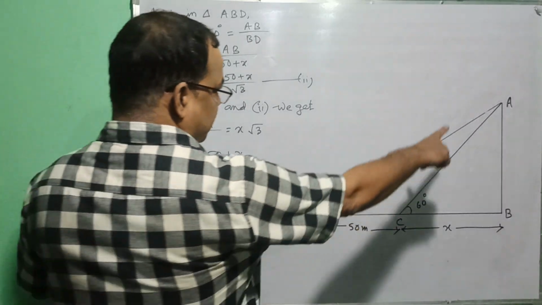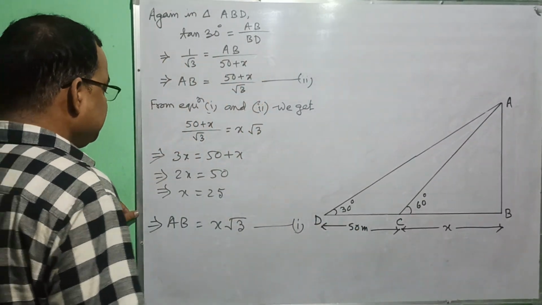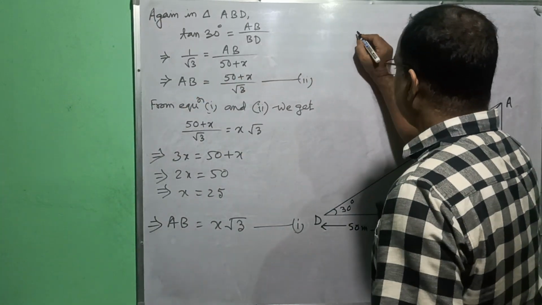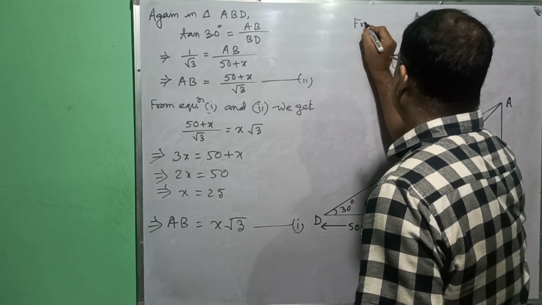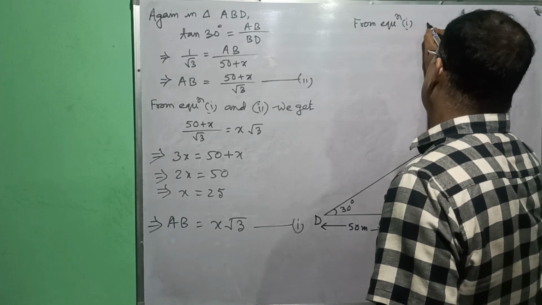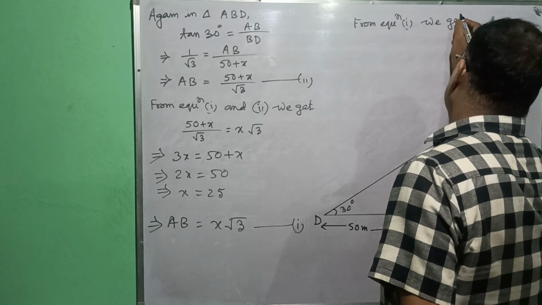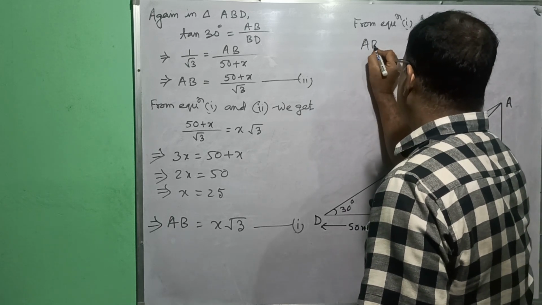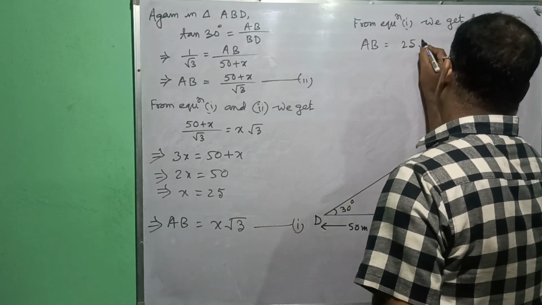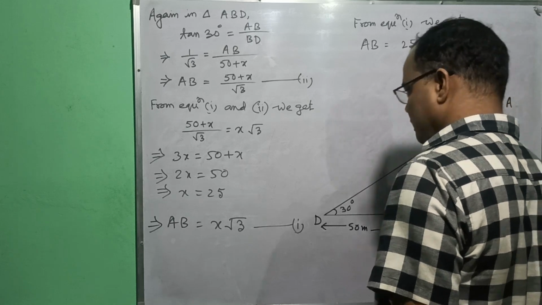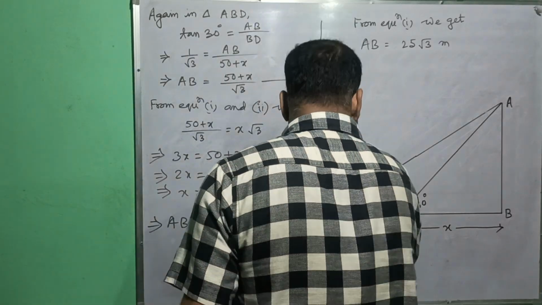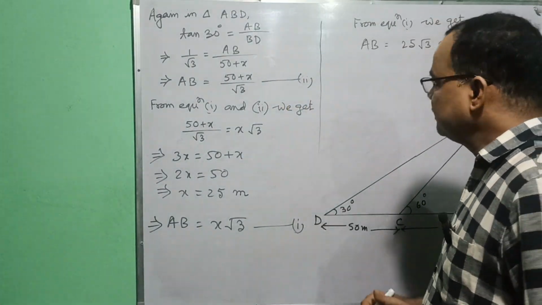Now we have to find AB also, the height of the tree. So from equation number 1 we get AB equal to, so x is 25, so it is 25 root 3 meters, and at last we have to write the answer. So don't forget to write the answer.